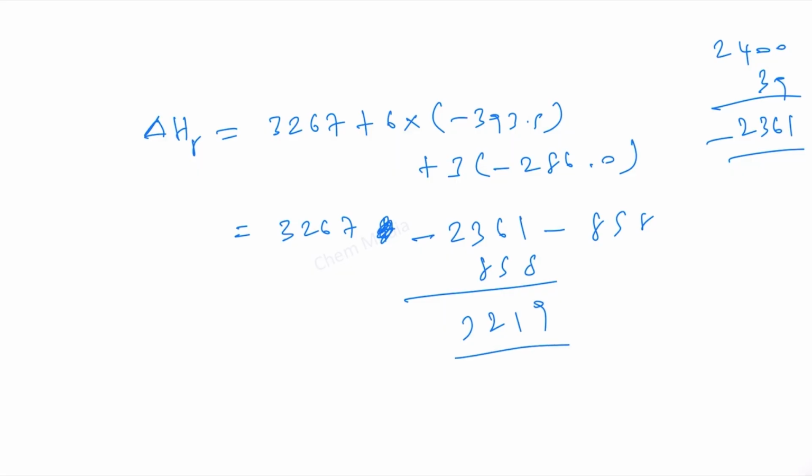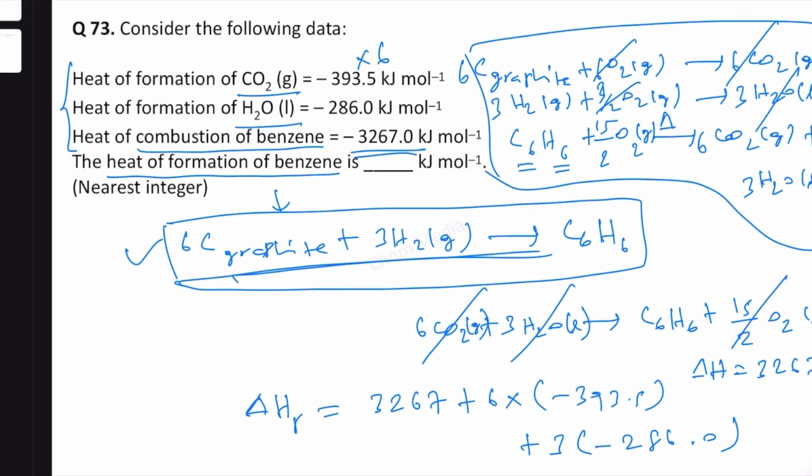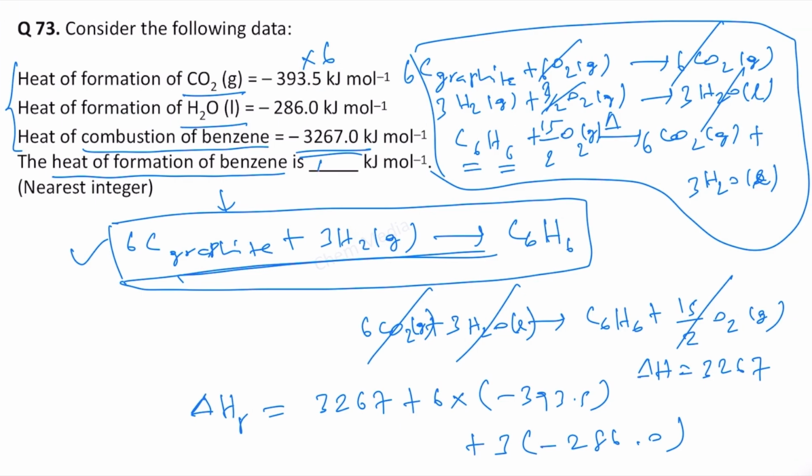So 3219. So 3219 we need to subtract here. 17 minus 9, 8, 5 minus 1, 4. So it would be plus 48 kilojoules per mole. That is the correct answer. So therefore 48 kilojoules per mole is the correct answer.